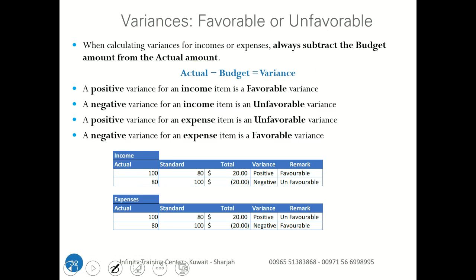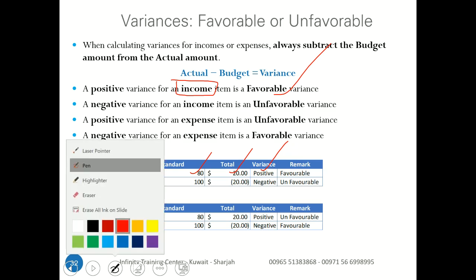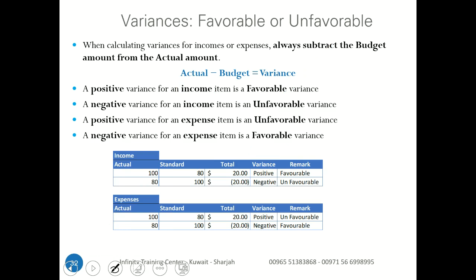So when you have a positive variance, and you are talking about an income item, then that means it is favorable, right? Because actual is higher than the budget, so you are getting more income. We have this example here. Actual is 100 and standard was 80. So you have a difference of 20, a positive amount, because actual is the higher value. Higher value minus lower value gives you a positive value. And when it is an income and you are getting a positive value, then we call that variance a favorable variance.